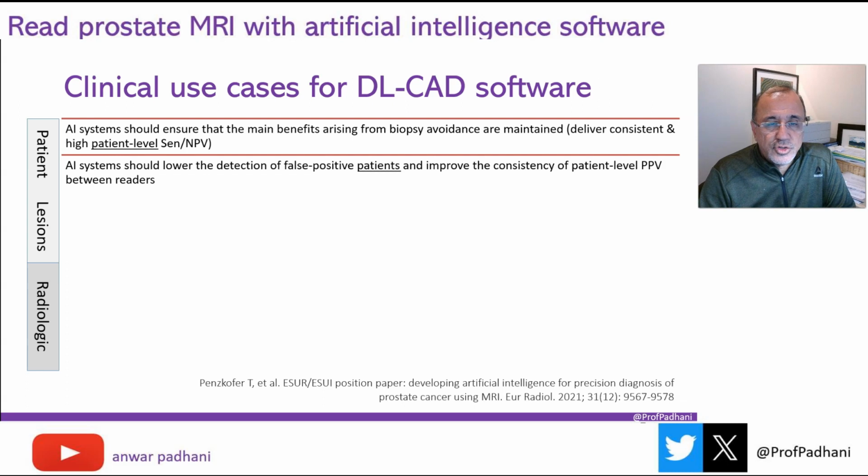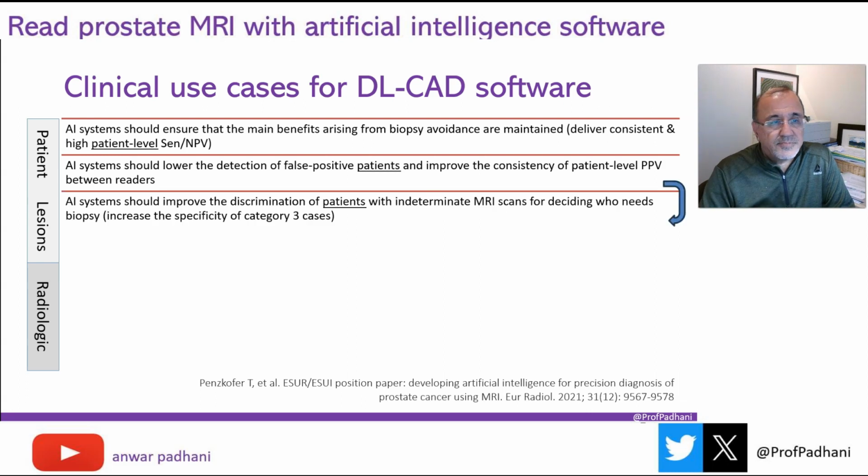AI software should lower the detection of false positive patients and improve the consistency of the positive predictive value. We know that human readers are not great at their positive predictive value. On average, it's about 50%, but it varies wildly between centers and radiologists. So that's another use case at the patient level.